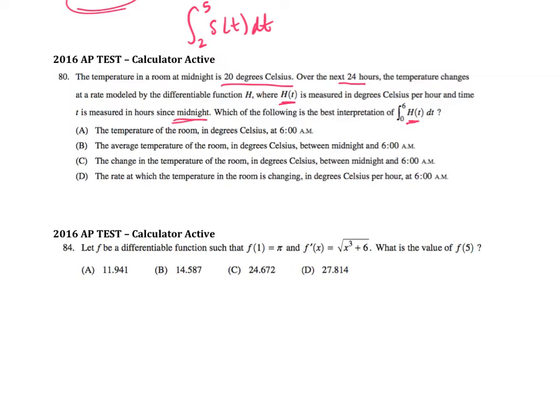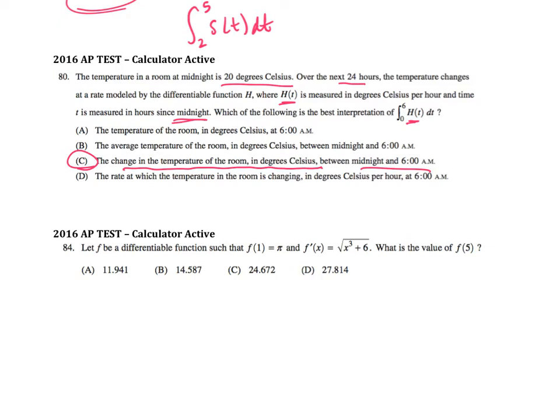So if we just want to interpret it, since h is measured in degrees Celsius per hour, when you integrate degrees Celsius per hour, we're going to be left with the amount of degrees. It's going to be the amount of degrees that the temperature is changing from when to when. Well, if midnight is when we're starting, midnight to 6 a.m., so I'd go ahead and say that we're dealing with the change in the temperature in degrees Celsius between midnight and 6 a.m.